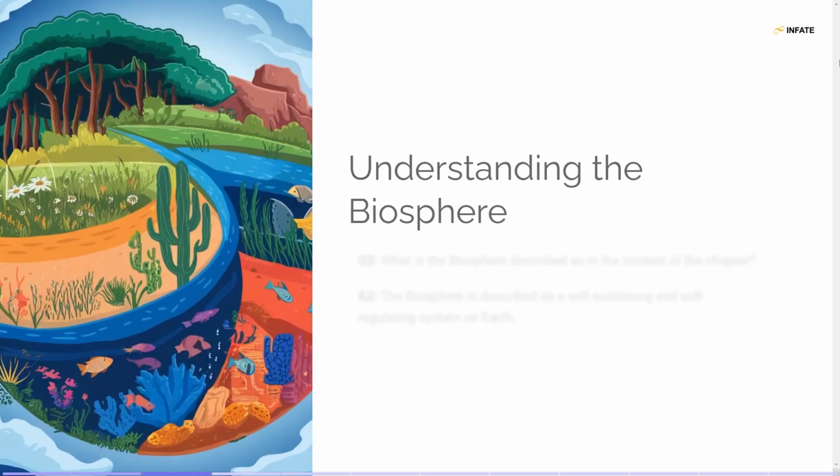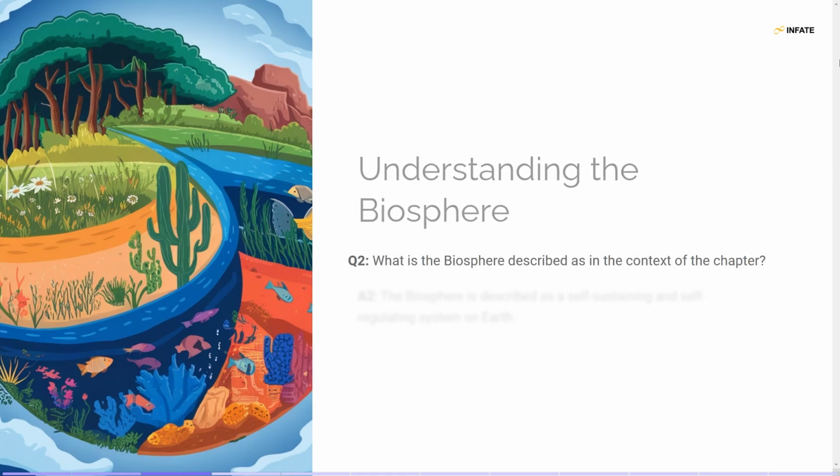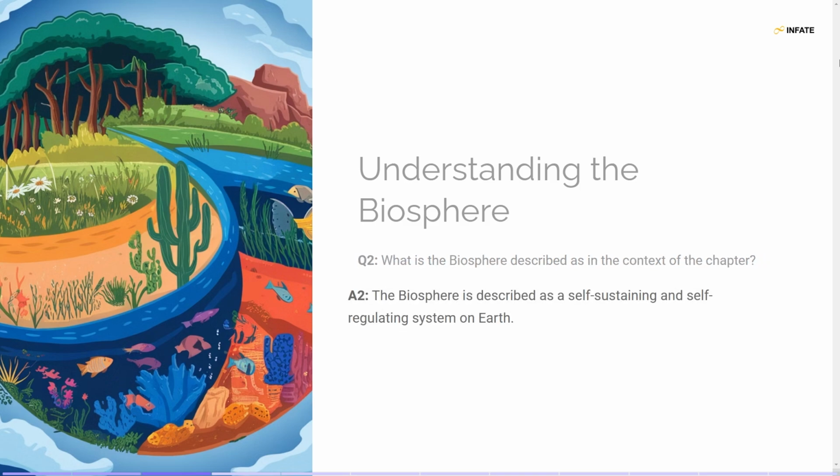Slide 3, Understanding the Biosphere. The slide addresses a key question from the chapter. Q2, what is the biosphere described as in the context of the chapter? The biosphere is described as a self-sustaining and self-regulating system on Earth. This highlights the interconnected nature of life forms and ecosystems that support and maintain life on the planet.